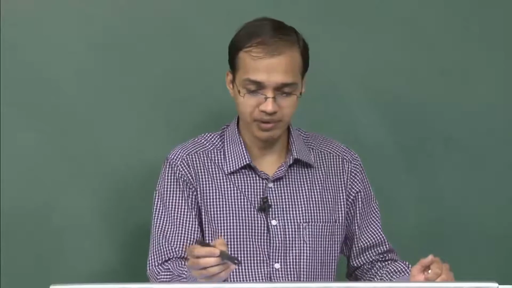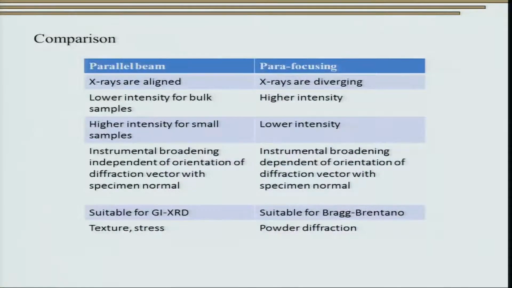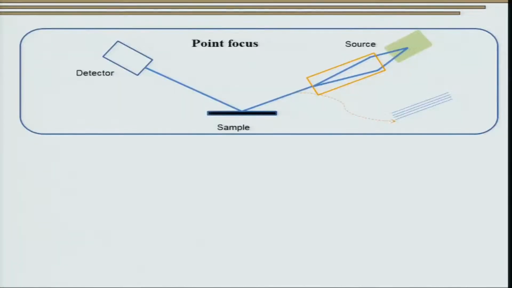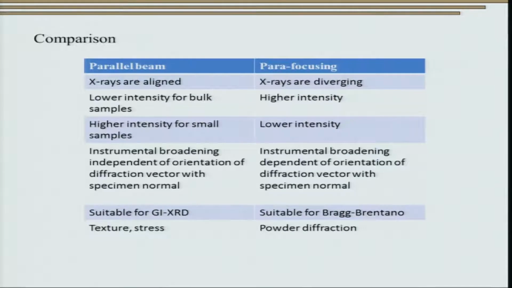So, I would just like to give you a comparison of the parallel beam and parafocusing geometry, but before I do that, I would like to mention that even in the point focus we do have a nice parallel beam geometry. Only thing is the spatial size of this particular geometry is reduced by an order of magnitude. So, to compare the parallel beam and parafocusing geometry, I would say that the X-rays are aligned for the parallel beam, while the X-rays are diverging for the parafocusing geometry.